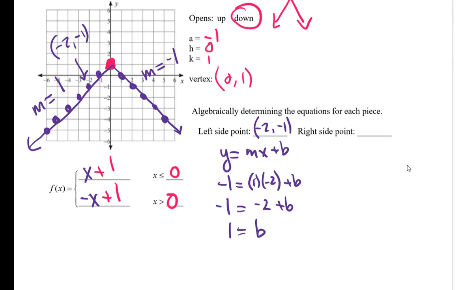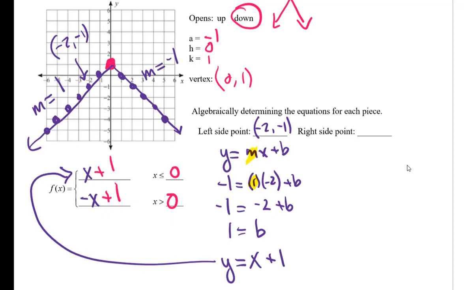So I'm going to put two pieces together. I'm going to take my slope value that I know is 1. So I'm going to write this as the equation y equals x, and then the b value that I got was plus 1. And then I want to check, does this match over here? Yes, it does match. So matchy is good.